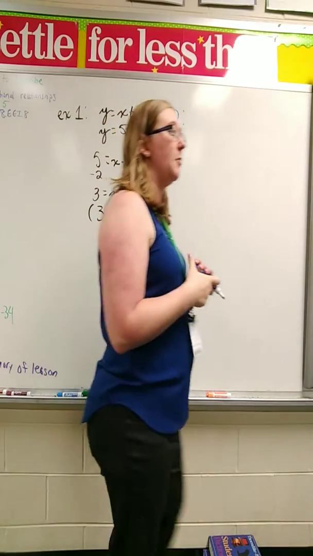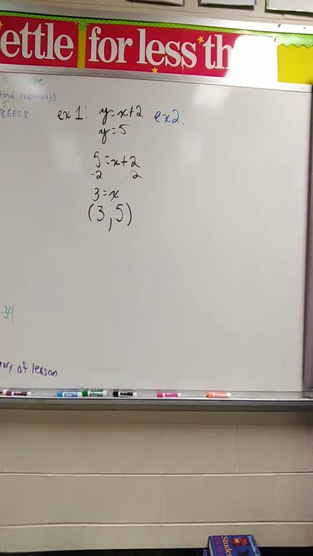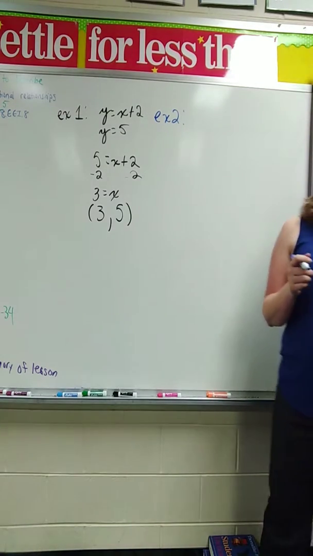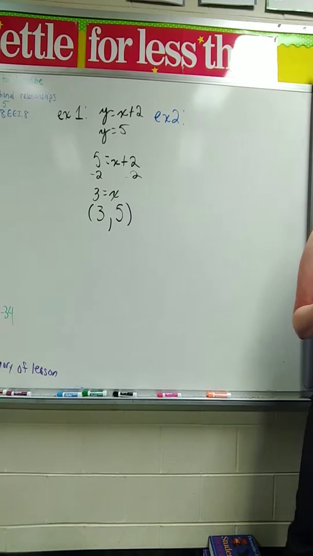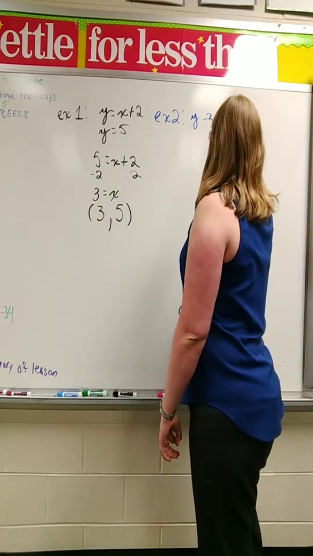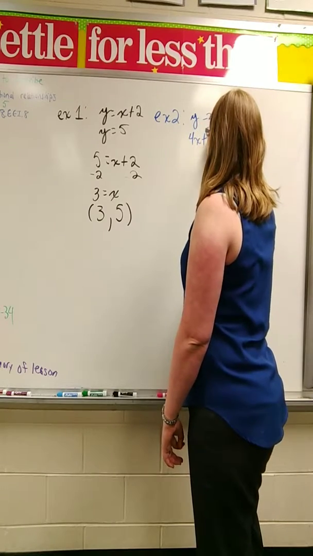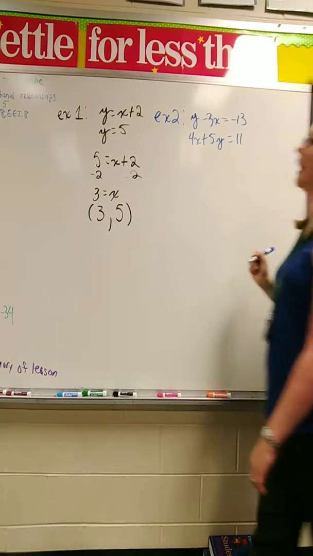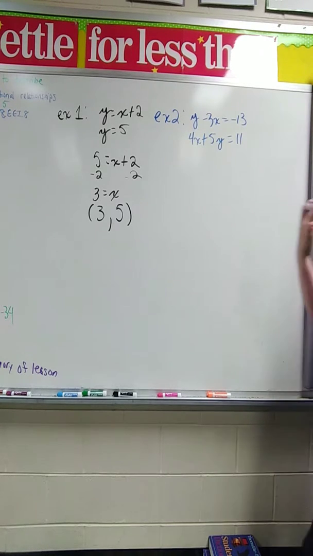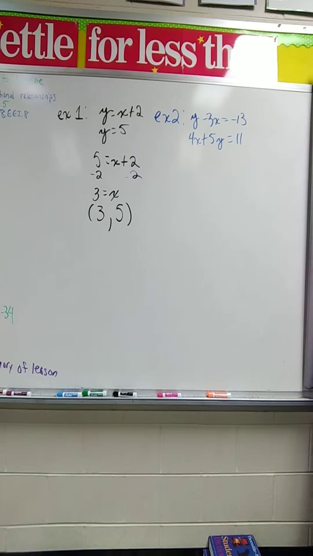Can someone please read for me, what are the two equations that I have in example 2? Nobody can tell me what they are? Go ahead. y minus 3x equals negative 13. And 4x plus 5y equals 11. Okay, did I copy these appropriately? Fantastic.